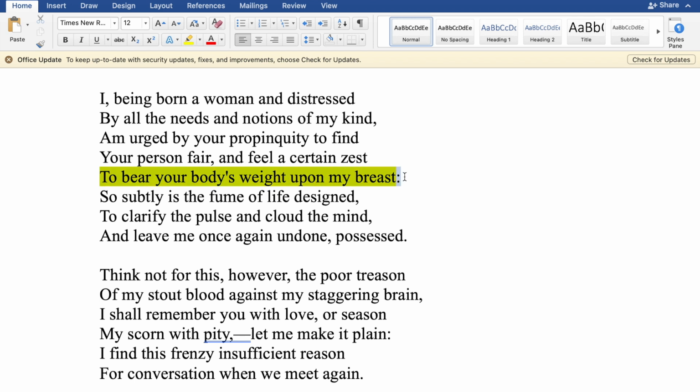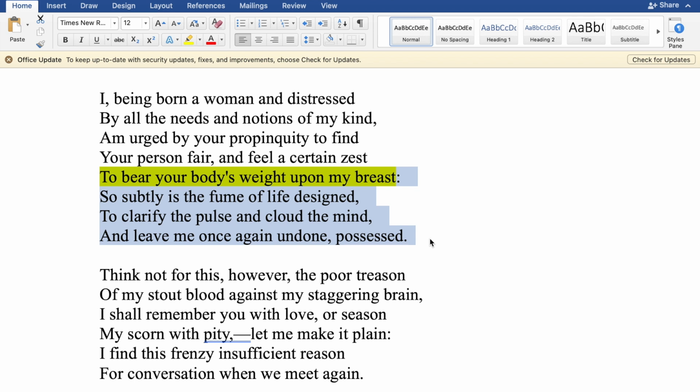So subtly is the fume of life designed. So subtle is the trickery that lust causes, that it quickens the pulse, but it clouds the mind. And what actually happens is I'm left in a complete kind of mess.